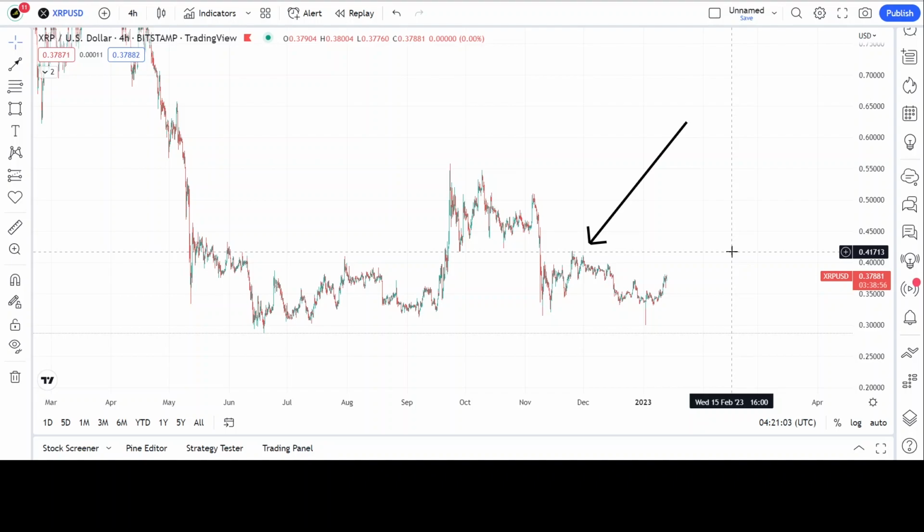Remember, just because it's going sideways today, that doesn't mean that there's not going to be a bull run. There will be a bull run. We just have to get through this sideways range-bound time before we get there.